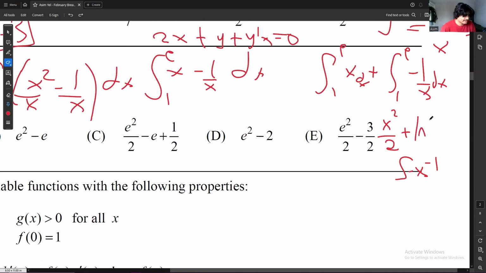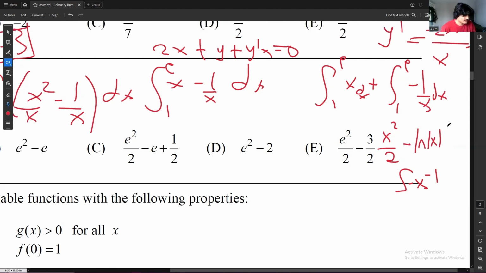So we just say ln of the absolute value of x, but since this is a negative, we have to write this as a negative. Okay, negative. And this interval is going to be e to 1. Very cool. Now we got our integral, and now we're just going to plug this e and 1 into our functions. So it's going to be e squared over 2 minus ln of e, which is actually 1.